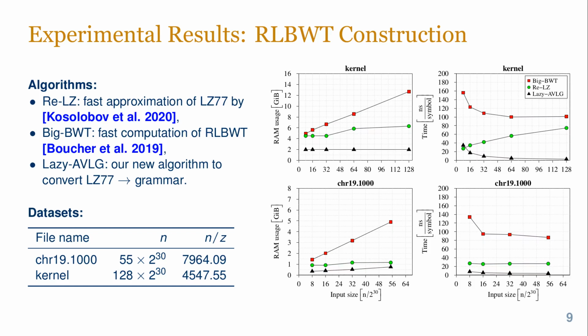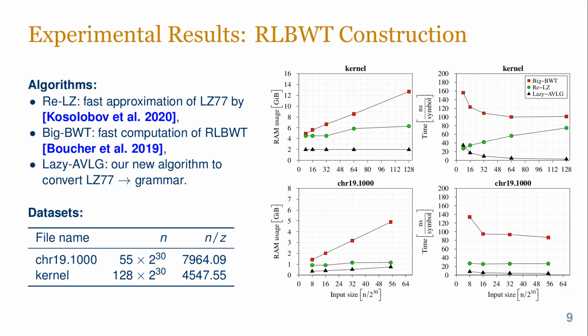In our second experiment, we evaluate the potential of the three-step RLBWT construction, which works by first approximating the LZ77 parsing of the input, and then converts the parsing into a grammar and finally the run-length BWT. In the comparison, we include three algorithms. First, the algorithm of Kosolobov et al. to show the performance of LZ77 approximation.